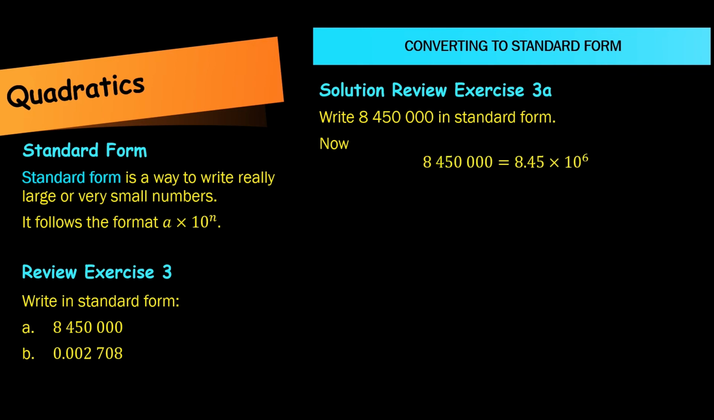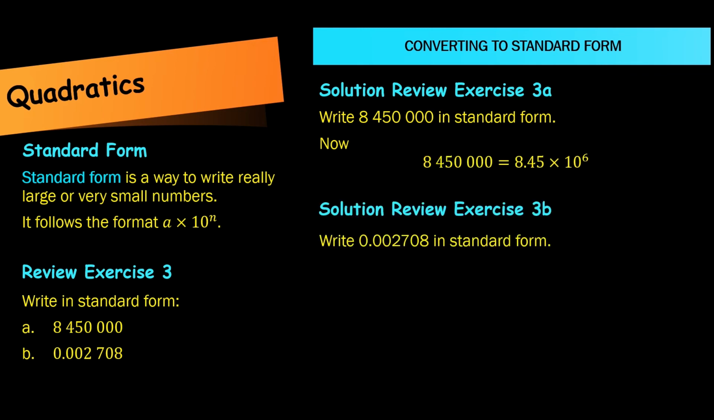And now for part B. We are required to write 0.002708 in standard form. So therefore we have that 0.002708 equals 2.708 times 10 to the minus 3. And of course it's minus 3 because we've shifted the decimal point 3 places to the right.